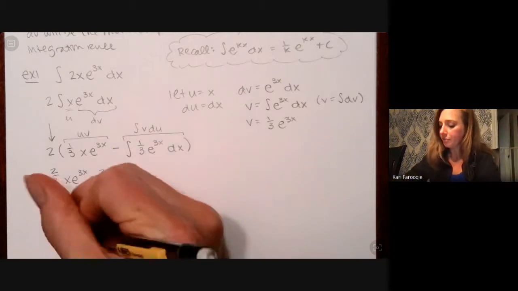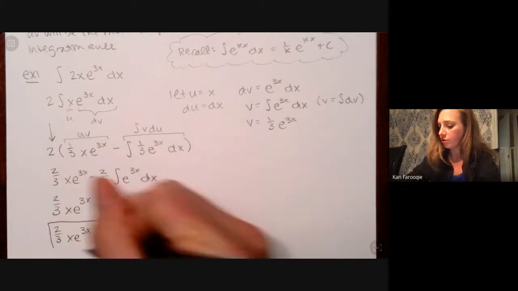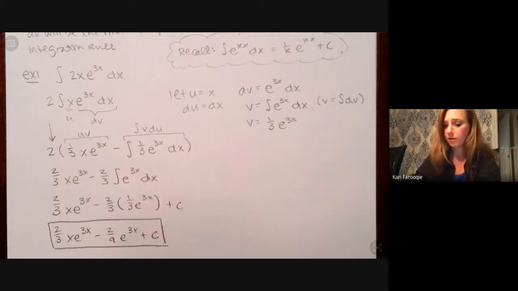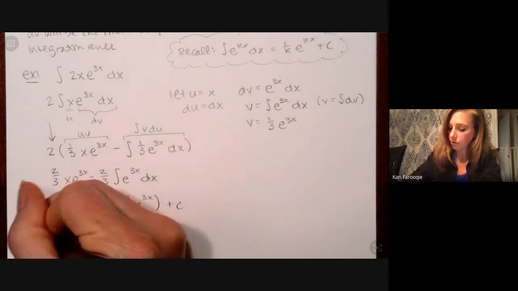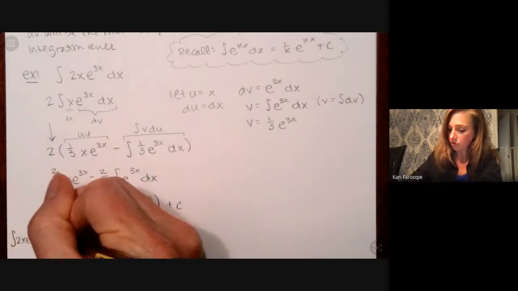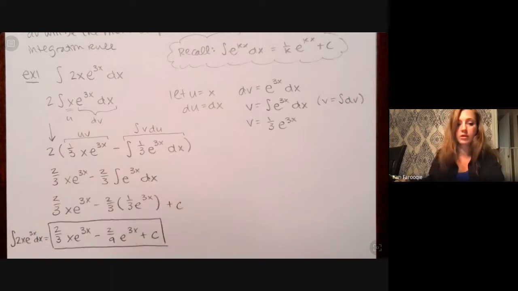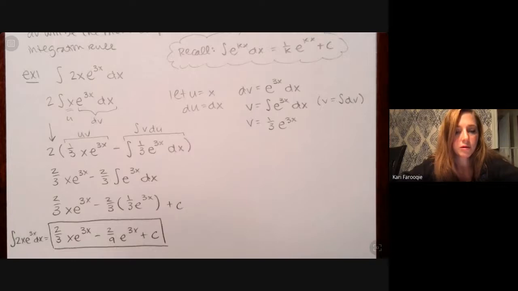All right. So this is actually your answer, the box around it. So if I were to ask you, what was this integral equal to? You would tell me it's equal to 2/3 x e to the 3x minus 2/9 e to the 3x plus c. So that is how you would integrate a function that looks like that.